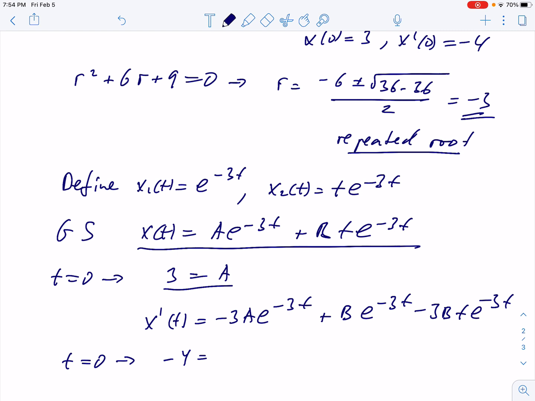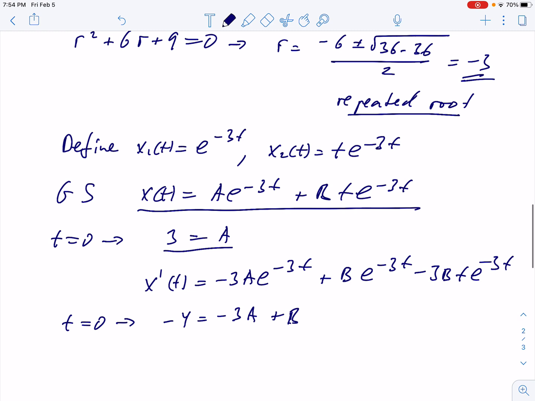On the right side, what do we get? Negative 3a plus b plus 0, because the last term will be 0. And then a is 3, so this will be negative 9 plus b. b will be negative 4 plus 9, which is 5.